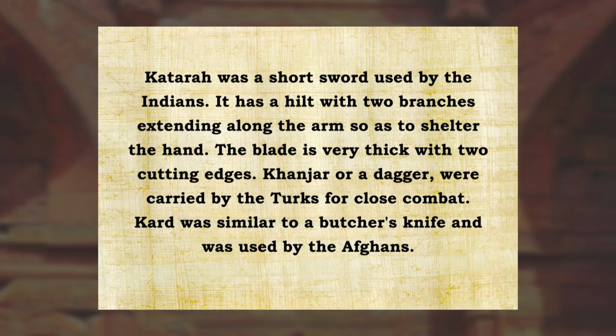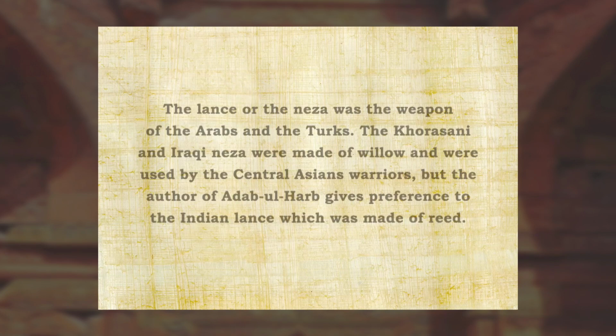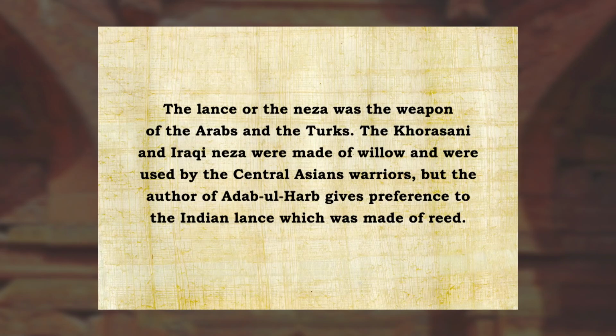It had a hilt with two branches extending along the arm so as to shelter the hand. The blade was very thick with two cutting edges. Khanjar, or a dagger, was carried by the Turks for close combat. And the Kurd was similar to a butcher's knife and used by the Afghans. The lance, or the neza, was the weapon of the Arabs and the Turks. The Khorasani and the Iraqi neza were made of willow and were used by the Central Asian warriors.